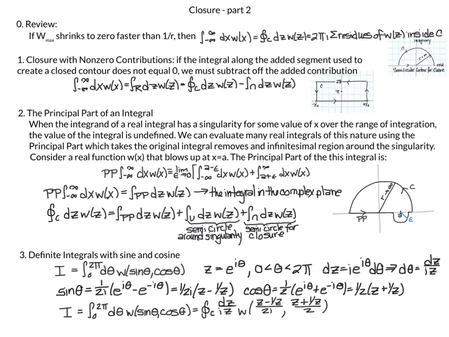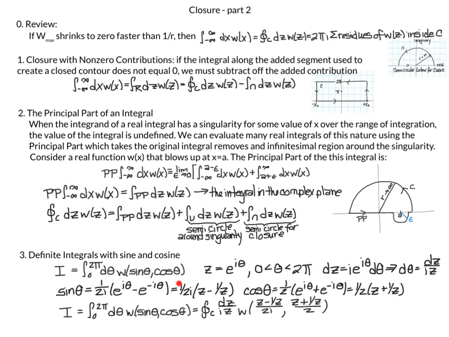Our final topic will be definite integrals with sines and cosines, and for this topic we're going to use this formula for sine and this formula for cosine that we had discussed in one of our very early videos about complex analysis. It was something like elementary functions. So we extended the sine function to the complex plane, and we have this formula here that sine of theta is equal to 1 over 2i times e to the i theta minus e to the minus i theta.